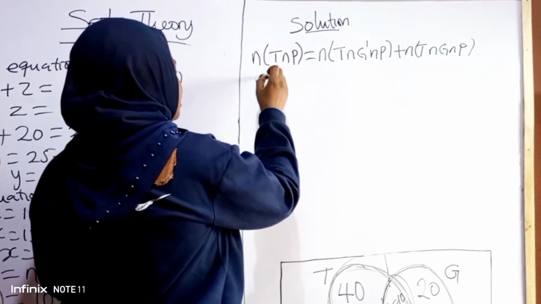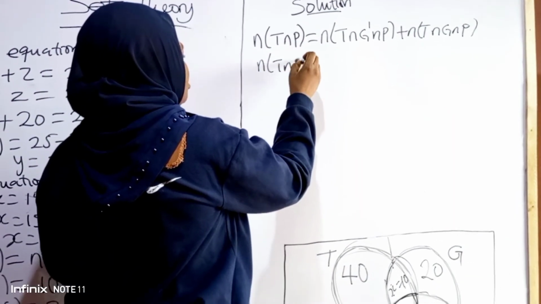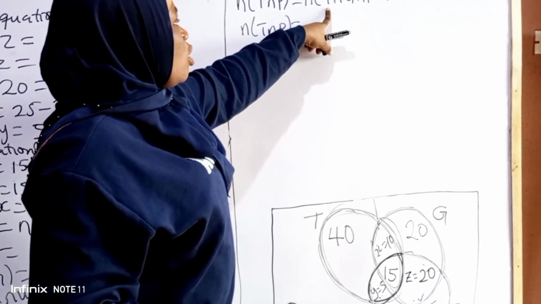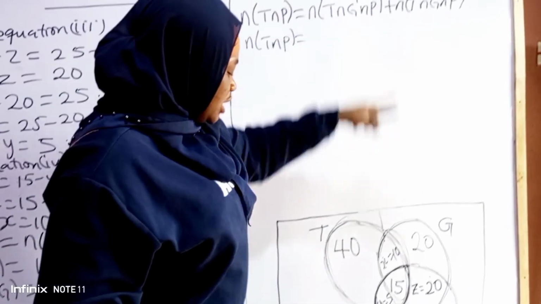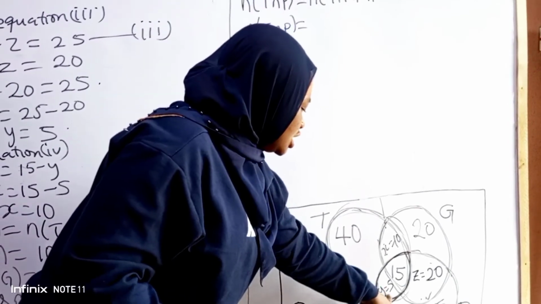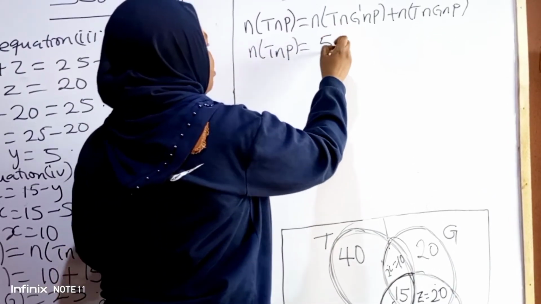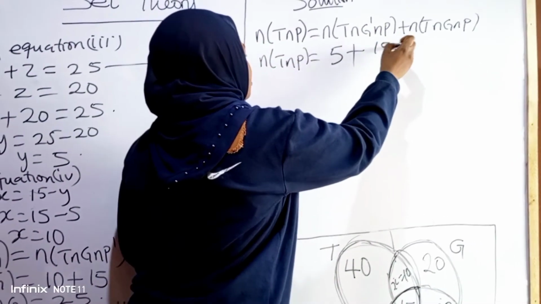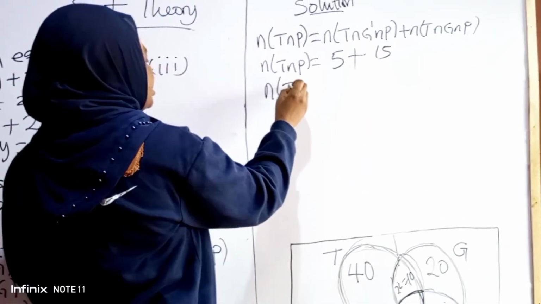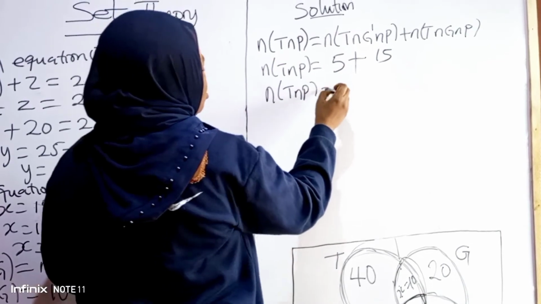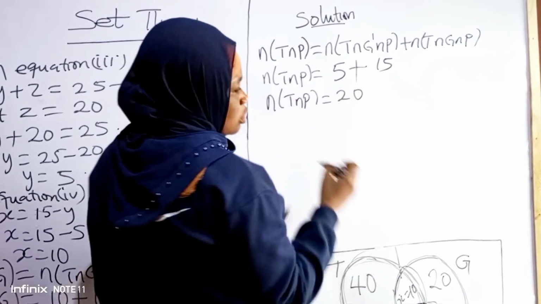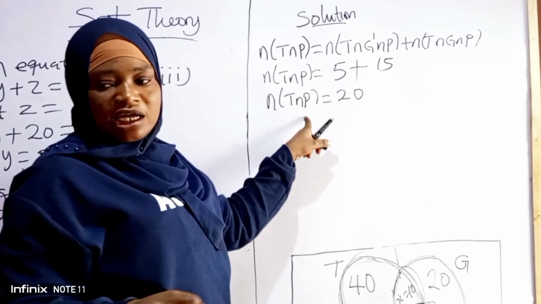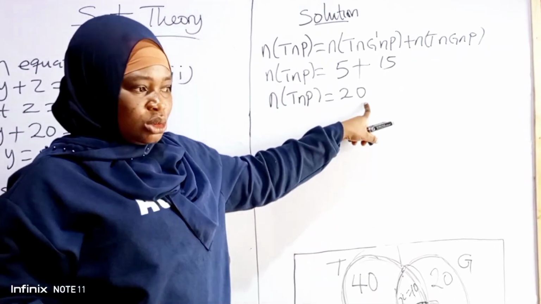So the cardinality of T and P will be equal to the cardinality of T and P only, which is 5, that y is equal to 5, plus their intersection, 15. So the cardinality of daily times and punch will be equal to 20. So you can write in words that the number of those that apply to daily times and daily punch is equal to 20.